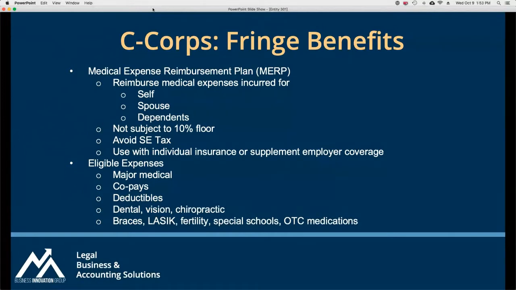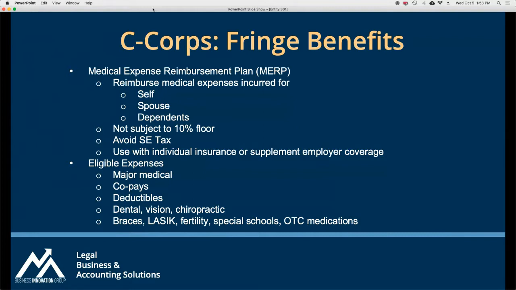Typically you can itemize medical expenses, but there's a 10% floor that oftentimes phases a lot of us out from actually benefiting from that. And so the medical expense reimbursement plan is a way around that. If you're a very high income earner, the MERP is a really great idea. On the other hand, if you have a lot of medical expenses, but you're getting phased out by this 10% floor, we're going to look at this plan, right? It avoids self-employment tax, which is good. And finally, you can use it with individual insurance, or you can supplement your employer coverage.